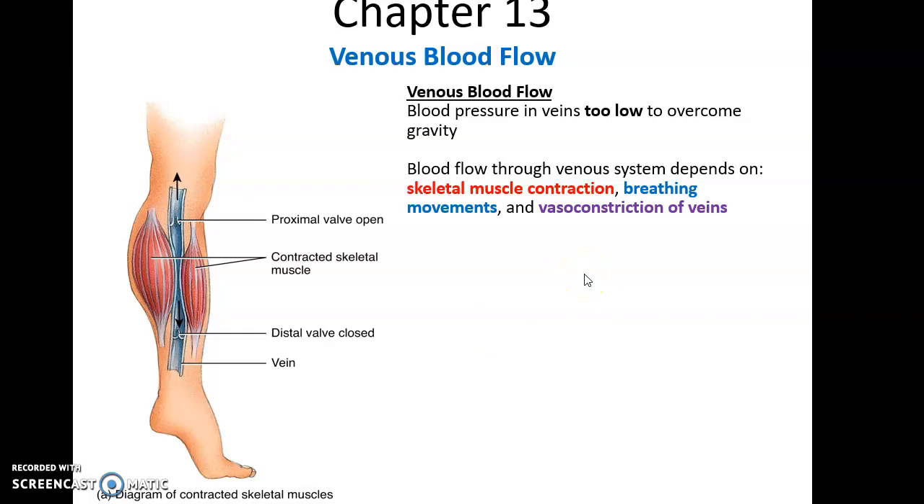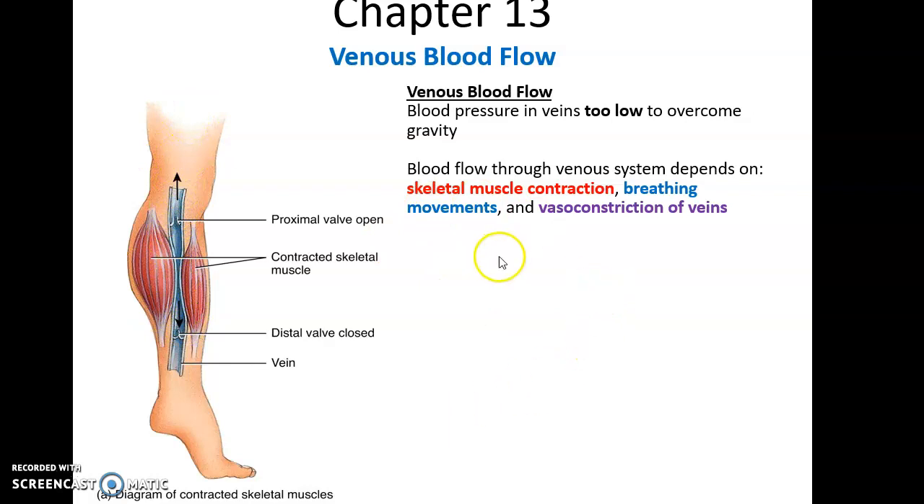Venous blood flow. Well, in the veins, the blood pressure is super low. So low, in fact, that it cannot overcome gravity. So it makes you wonder, how does blood get from the legs back to the heart? Well, it turns out that the veins are positioned to take advantage of various effects going on in the body. There are veins located around skeletal muscles, so that when the skeletal muscles contract, they will squish the veins, forcing blood toward the heart.